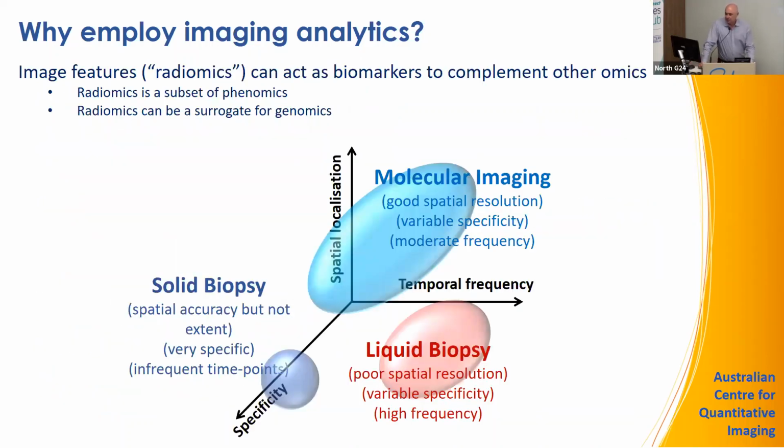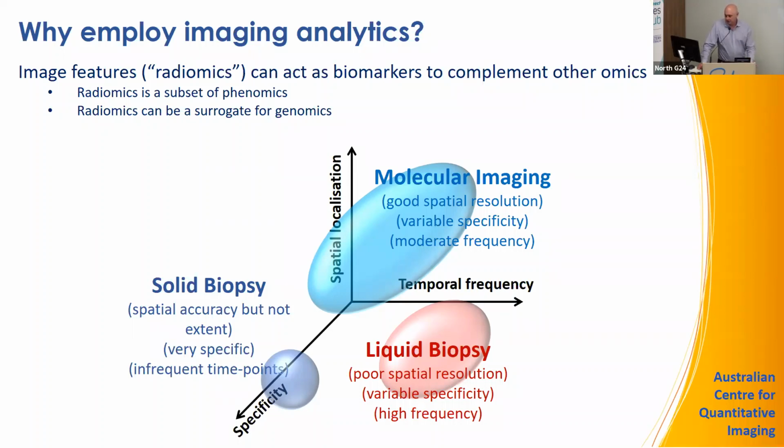Another reason to employ imaging analytics is because it's a very rich source of data that we can use to describe disease. So again, Nathaniel will talk about radiomics and what it is, but basically radiomics is a subset of phenomics, so the physical expression of the underlying genome. And radiomics can be used as a surrogate, therefore, for the molecular nature of the disease that we're looking at.